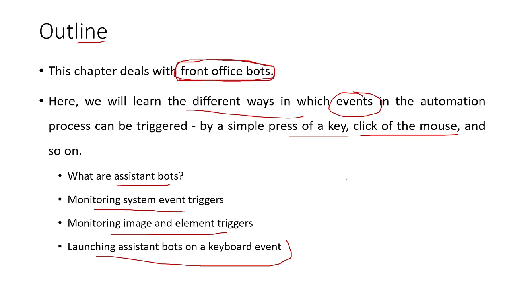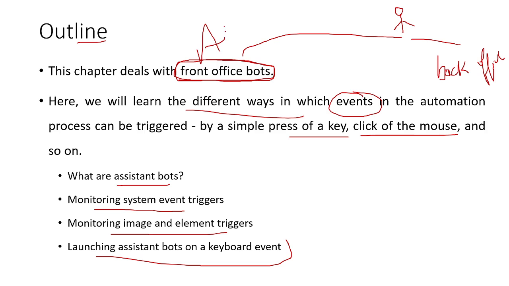So now I will revisit what assistant bots means. Just at a high level, okay, in the previous classes we have learned that a robot can be a front office bot or it can be a back office bot. Okay, have you remembered what is the difference between front office and back office bot? In other words, in the previous classes we have learned that robots can be attended robots or unattended robots.